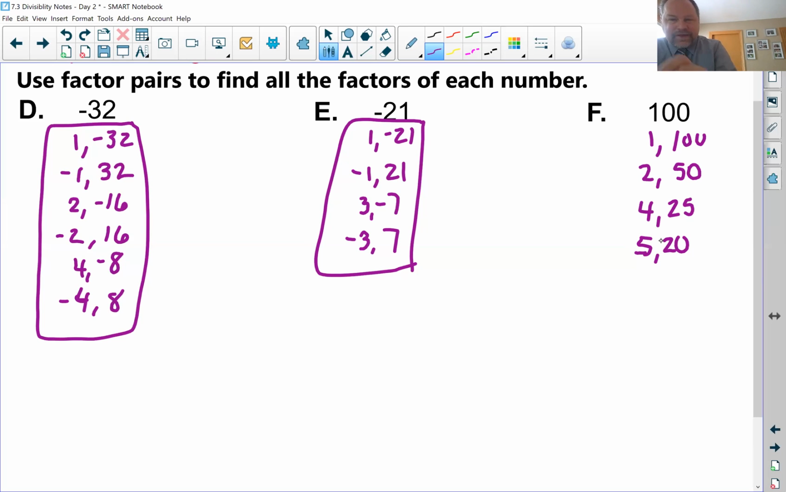9, if I add the digits together, 1 plus 0 is 1. 1 is not evenly divisible by 9. 10, it ends in 0, so 10 is going to be a factor, and it goes in 10 times. So again, it's a repeated factor. I only have to write it once. So those are my factors.